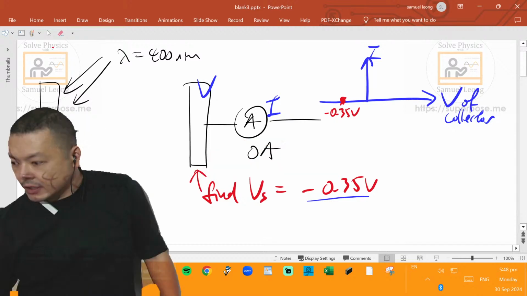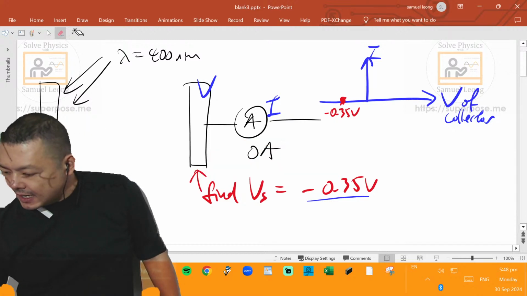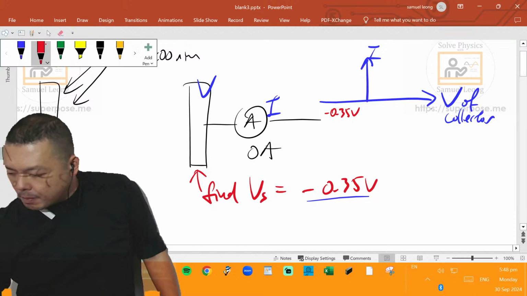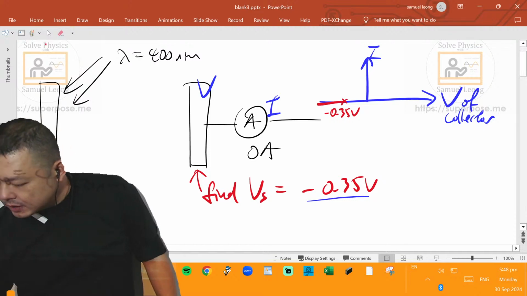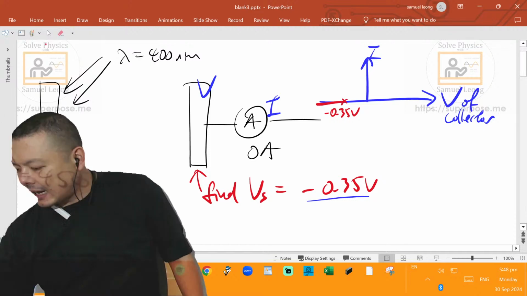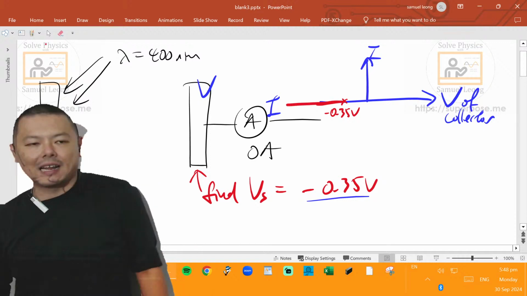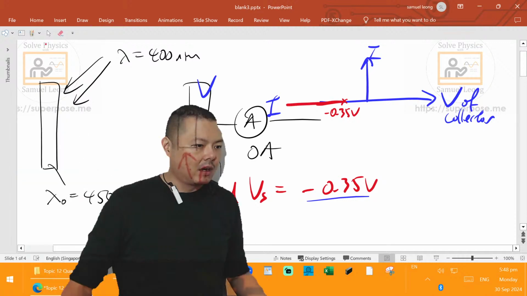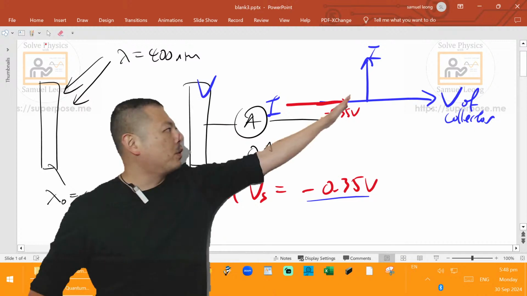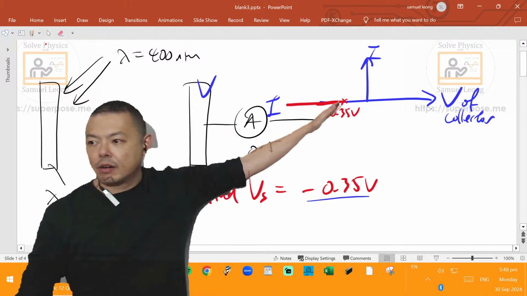It's still zero, right? So if I make it negative 0.4, the graph will go backwards like this, still zero. No matter how much more negative you make it, you're not going to get electrons touching the plate. So the graph will just be zero all the way here. There's no current recorded at all.